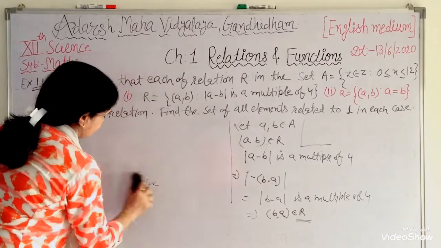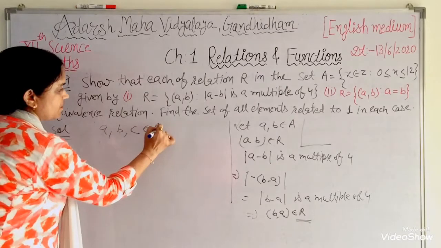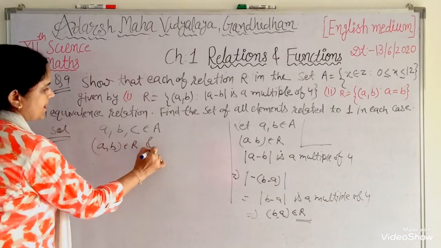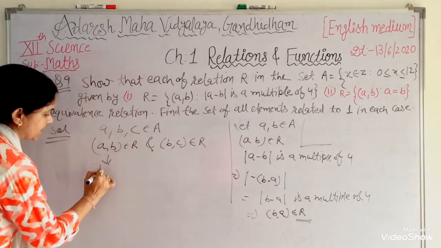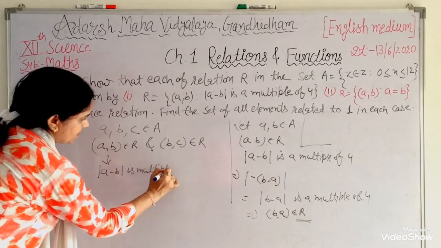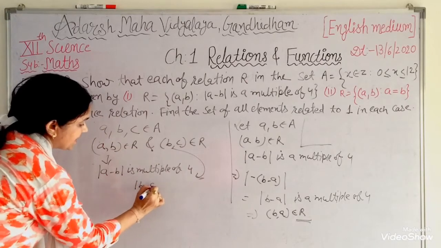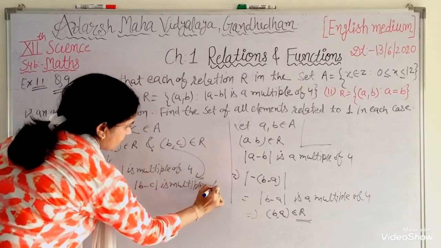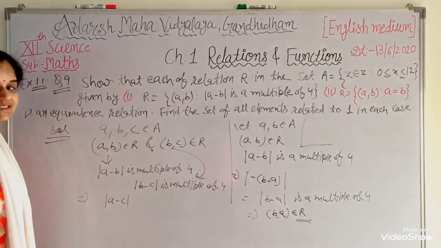Now, for transitive, we can take 3 elements, student. I am taking it in algebraic form. A, B, C belongs to A, (A, B) belongs to R and (B, C) also belongs to R. It means A minus B is a multiple of 4 and by this B minus C is a multiple of 4.